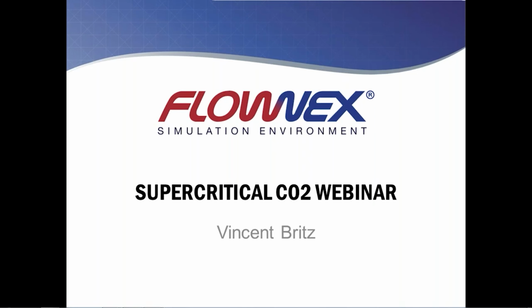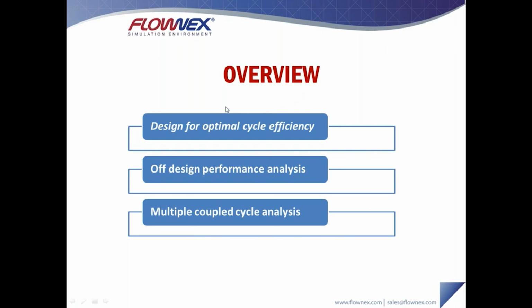I'm still surprised by the number of applications that the software has in so many different industries. Today, I'll be presenting a couple of models that I've developed in the Supercritical environment. I'd like to discuss three individual models. The first one is a steady-state model used for the design of optimal cycle efficiency. The next model will be a transient model where we look into some off-design performance analysis. And finally, I'll be looking into one of my favorite features in Flownex, which is a model incorporating multiple cycles and analyzing the effect of a change in one cycle on the system as a whole.